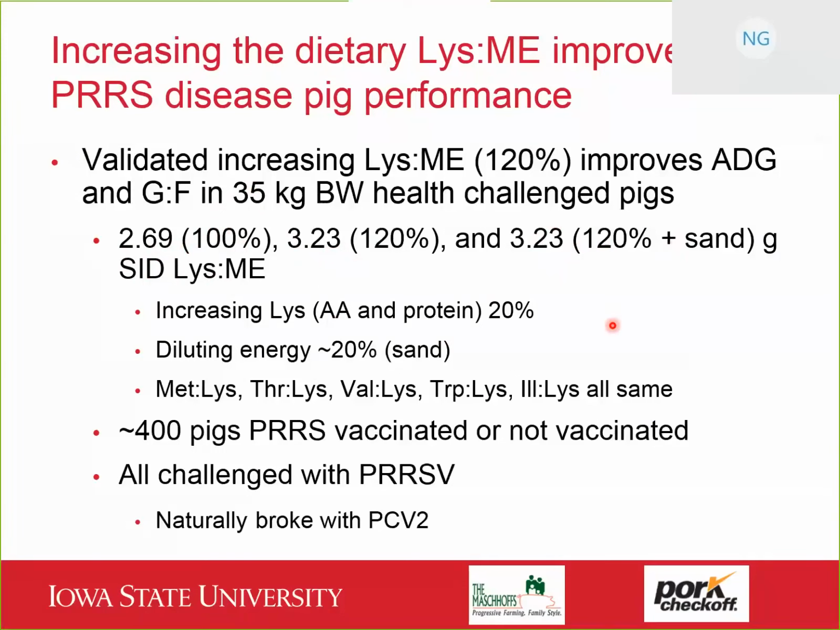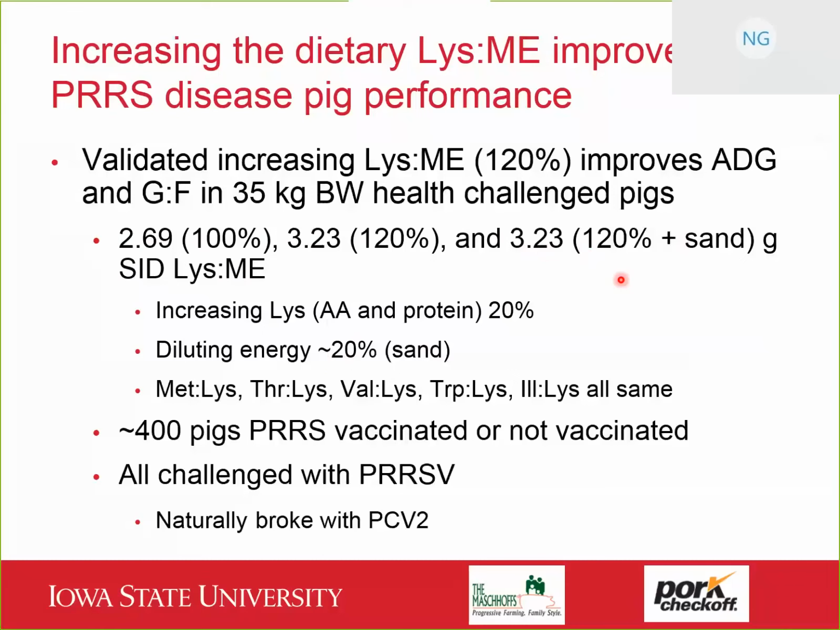So we had a control diet here, the 100%. We had a 120% diet, which we just increased amino acids and protein by 20% and kept energy the same. Or we did the other diet, this third diet, where we actually just diluted energy by about 20% and tried to keep amino acids and protein the same. So in other words, we want to know, is the ratio more important than the actual amino acid or protein total content of the diet?